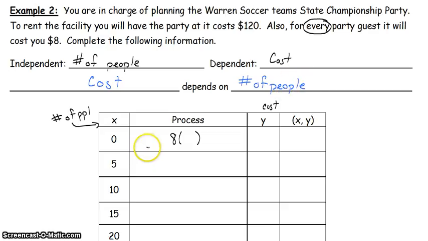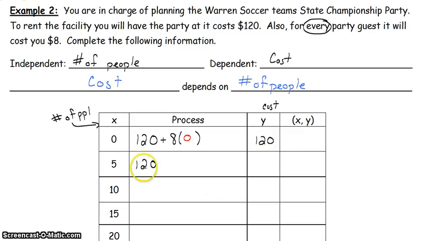Back to my process. We talked about how we're going to take $8 times the number of people that show up at this party, but we're always going to have to pay $120. In addition to that $120, or also, so we will add 8 times, in this case 0, because nobody's going. But we rented the facility, we still have to pay them that $120. $120 plus 8 times 0 is $120.